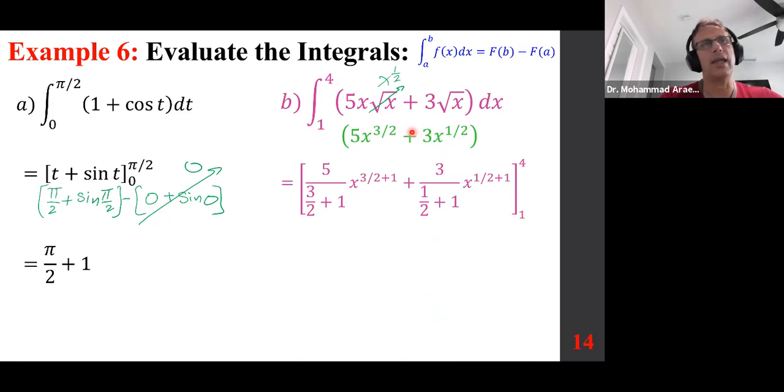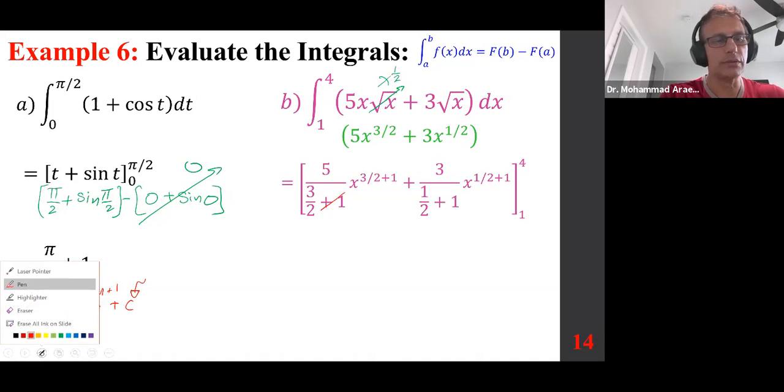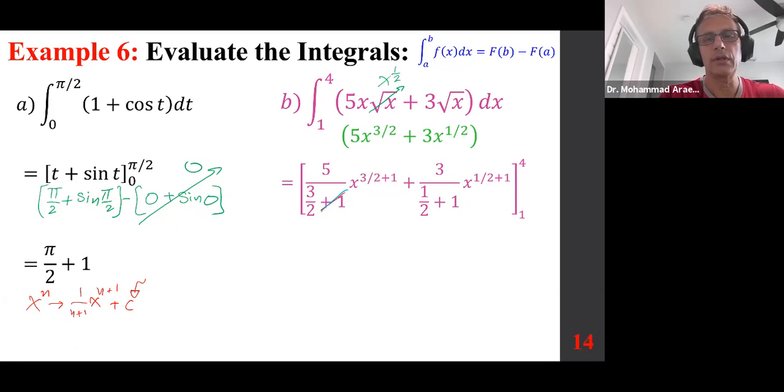Again, I am using simply the following rule, class. The antiderivative of this one is 1 over n plus 1 x to the power, and we don't put the constant here because we are evaluating from it. So 3 halves plus 1, use a different color, 5 halves.